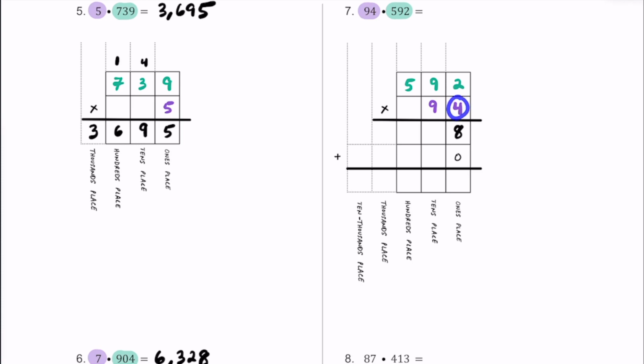And we'll take this 4 and multiply by 9, that's 36. We'll put the 6 in the tens place and carry the 3 into the hundreds place. Then we have 4 times 5, that's going to be 20, plus the 3. That's going to be 23. So we'll put the 3 in the hundreds place and the 2 in the thousands place.